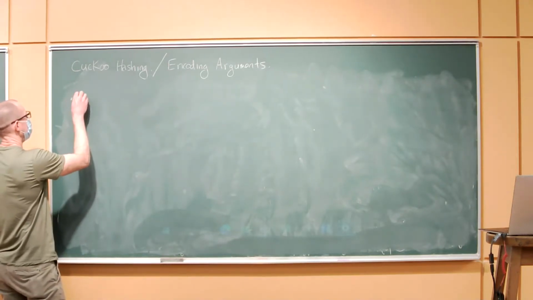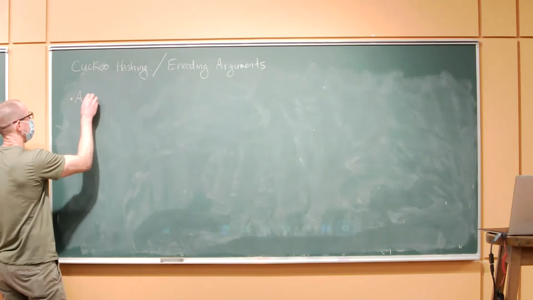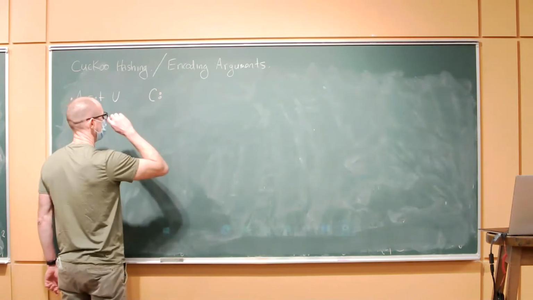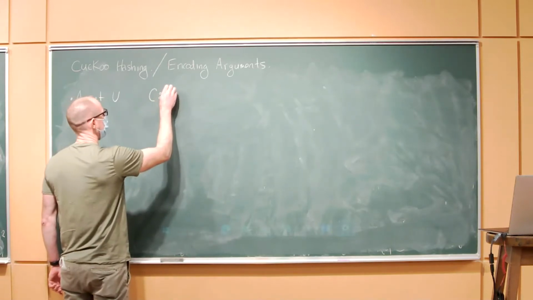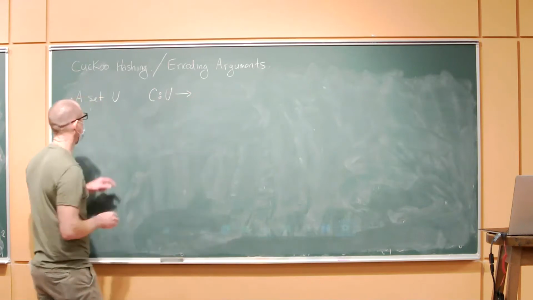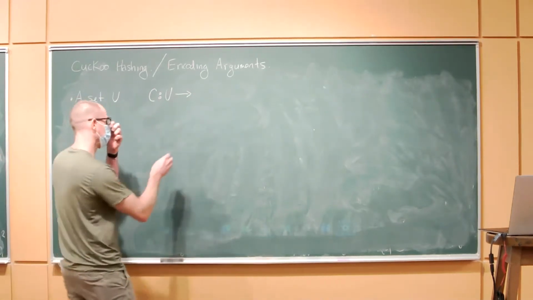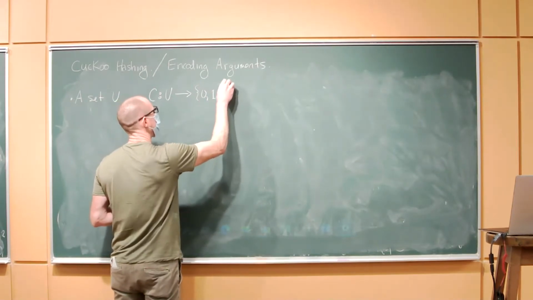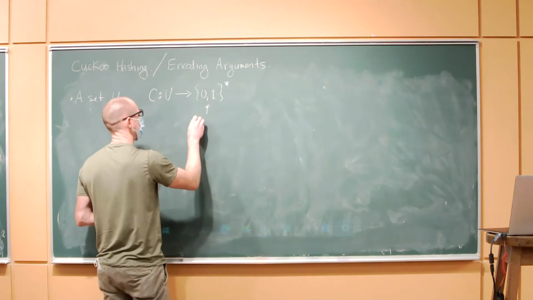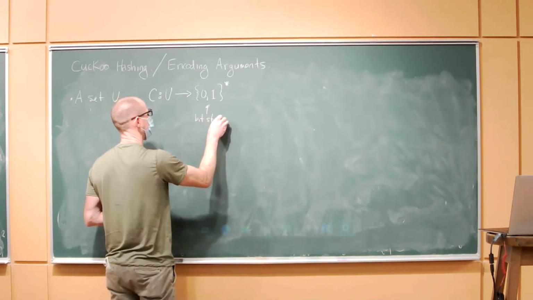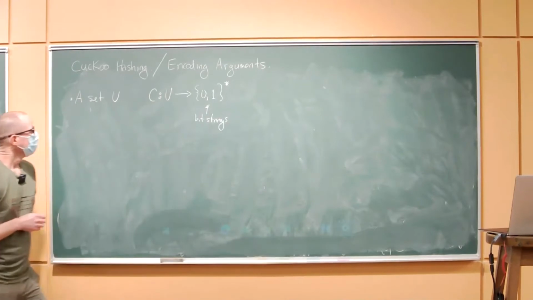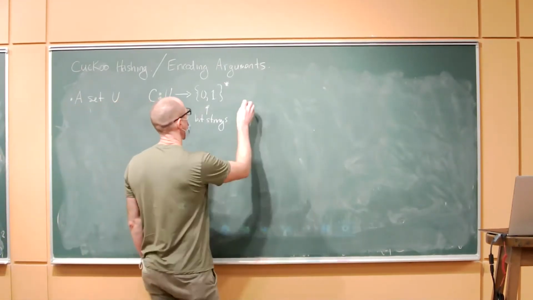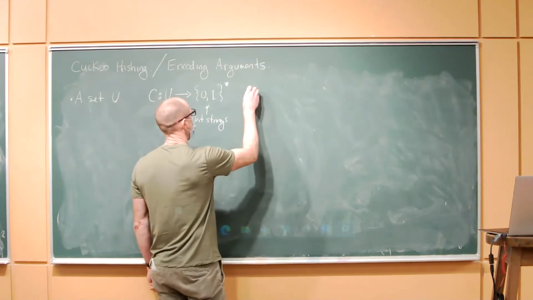So, let's say I have a set U, and a code is a function that takes elements in the set that I'm trying to encode and maps them to bit strings. And it has to have one property, which is that it should be injective.